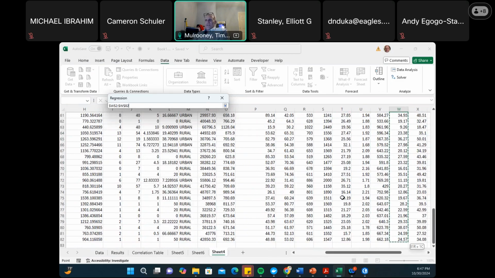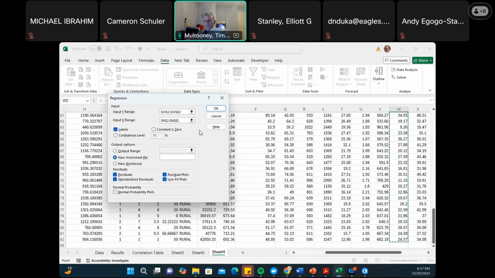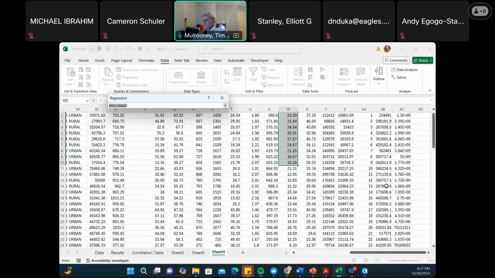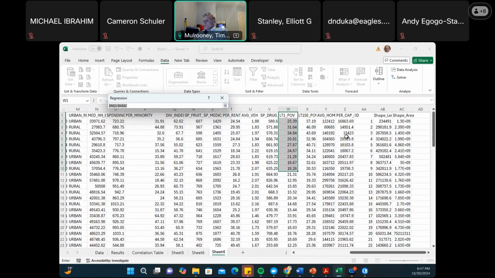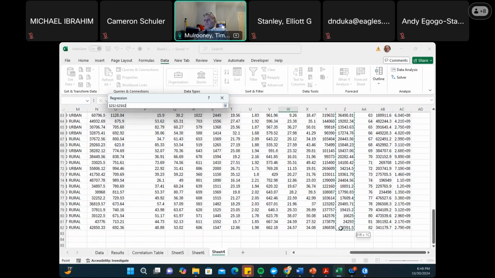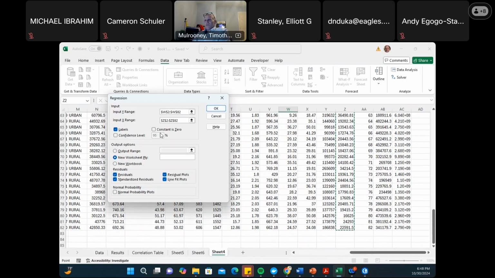Why? Because poverty levels are determined by a few different factors: location, family size, and income, and maybe one or two other things. But the large driver of that is going to be income. And then per capita income. Okay, let's run this.